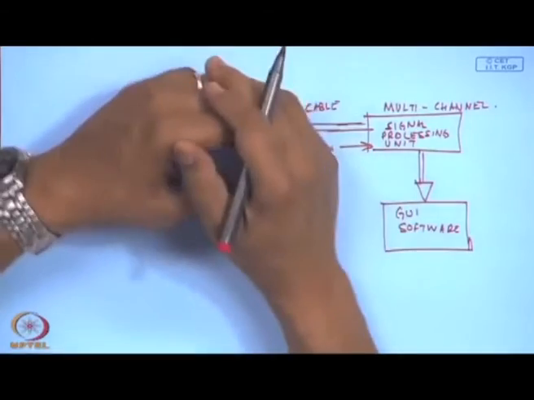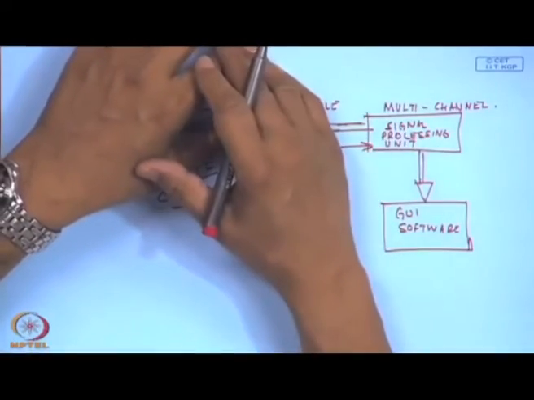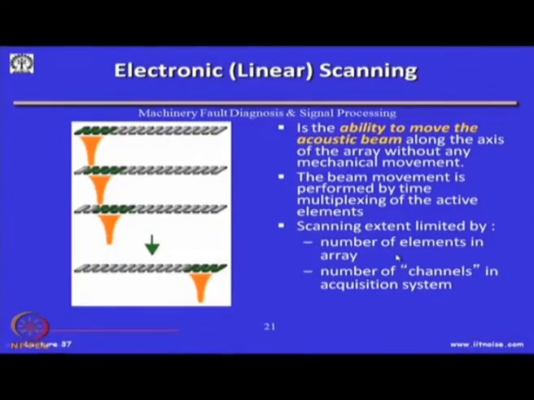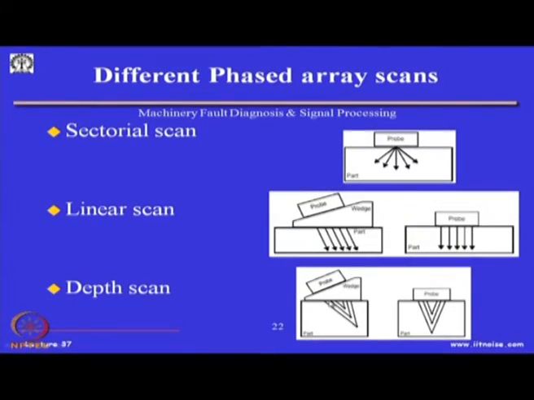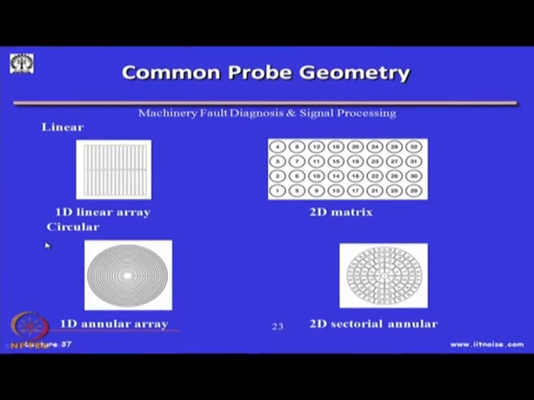So, as I was telling you, instrumentation has come a long way to help ultrasonic, particularly condition based maintenance. Earlier we used to have just single element ultrasonic probes having resonating piezoelectric crystals, but nowadays through such electronic linear scanning we can produce beams and do the scanning almost immediately. These are some of the views of the different phased array scans.